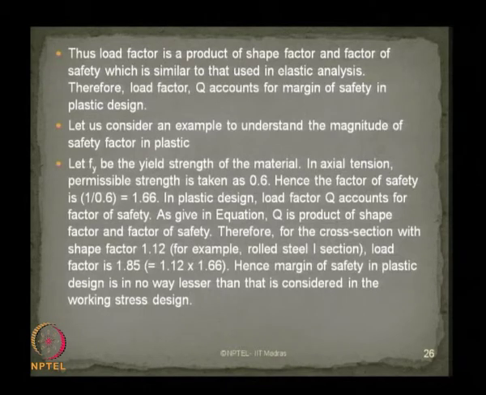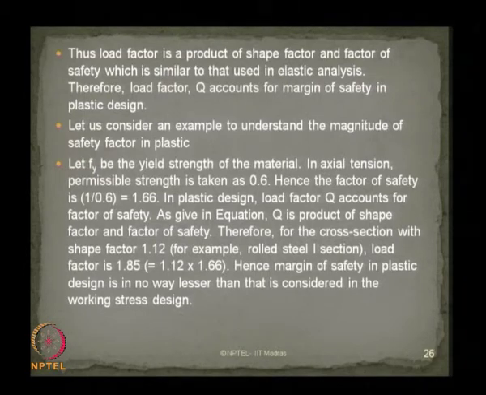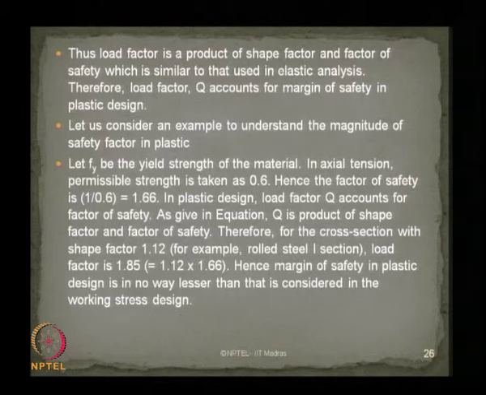Therefore, for a given cross section with a shape factor of 1.12, you may wonder what that cross section is. For example, this can be a rolled steel I section. Let us say the shape factor for a rolled steel I section, which is commonly used in offshore structures, is 1.12. Therefore, the load factor is 1.12 multiplied by 1.666, which gives me 1.85, which is comparable to that of working stress design. Hence, the margin of safety in plastic design is in no way lesser than that considered in working stress design.